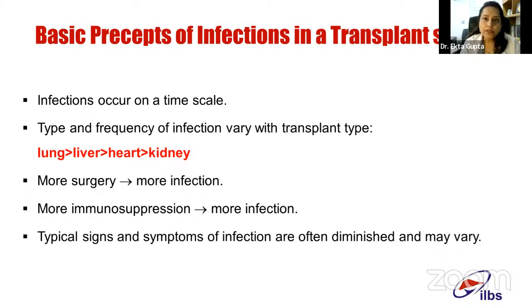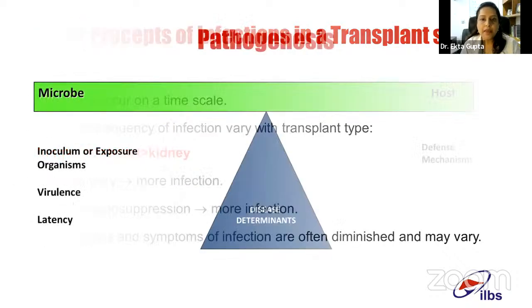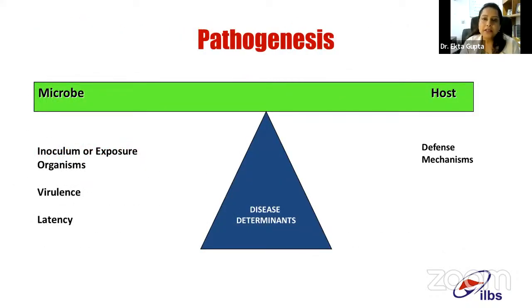So lung, liver, heart, and kidney. More the surgery, more is the infection. As we know, liver requires a lot of surgery, and that is why the chances of infection in lung and liver are higher. More the immunosuppression, more is the infection. And the typical signs and symptoms of infections are often diminished and they vary. A lot depends upon the type of microbe which is causing it, how it is inoculated, how the exposure has occurred, what its virulence is, and whether it is a latent pathogen or not. Then a lot depends upon the host immune system.